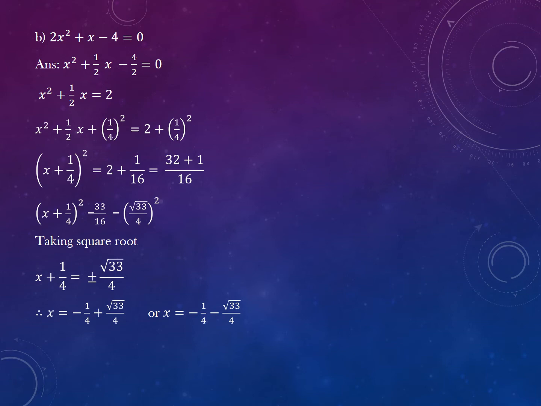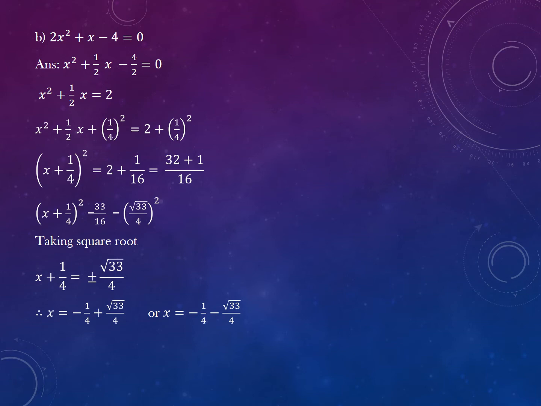Left side is the expanded form a square plus 2ab plus b square, and we can write as a plus b whole square. In the place of a, here we have x, and for b we have 1 by 4. So left side is written as x plus 1 by 4 whole square, and the right side 2 plus 1 by 16 is equal to 33 by 16.